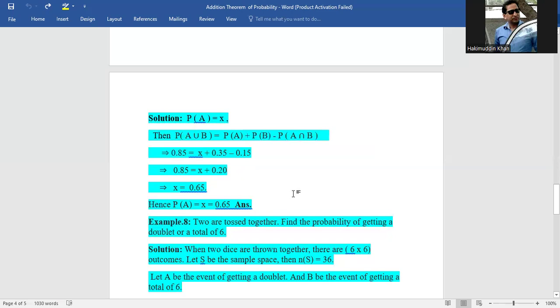So guys, this is the direct question. Having direct values, we have to put the values in the formula directly and get the answers. I don't think you require any technicality to solve such types of questions. Now we have another question to explain the concept of the addition theorem.